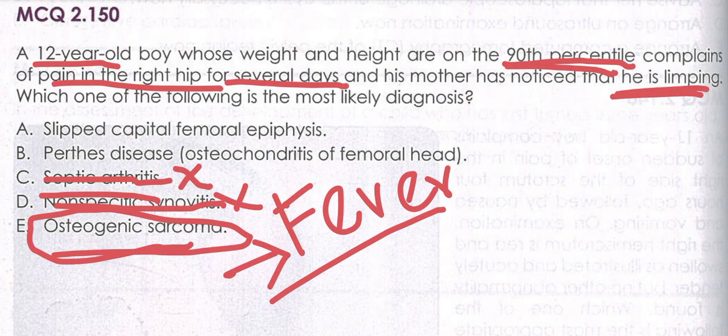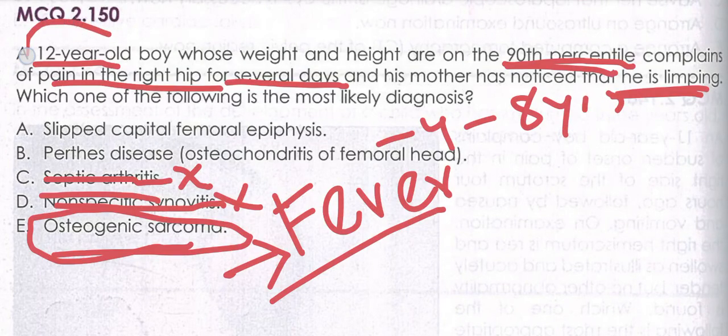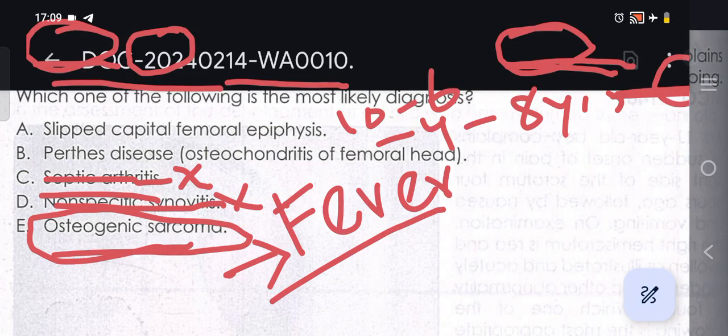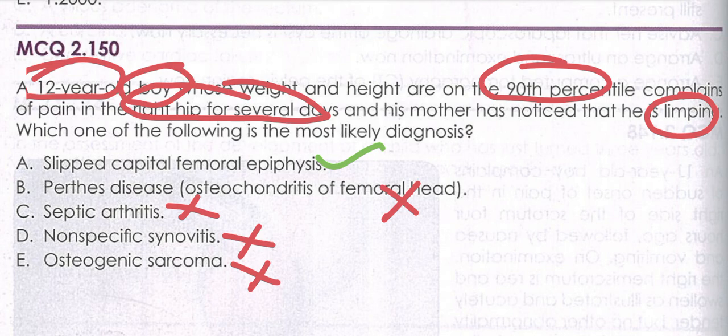As I showed you in the X-ray images, Perthes disease is common in the 4 to 8 year age group. As you can see, this age is 12 years. As we discussed, slipped capital femoral epiphysis is common in the 10 to 16 age group, so this scenario fits. It is also common in boys, and also with obesity. So all these factors with limping. So the correct answer is slipped capital femoral epiphysis.